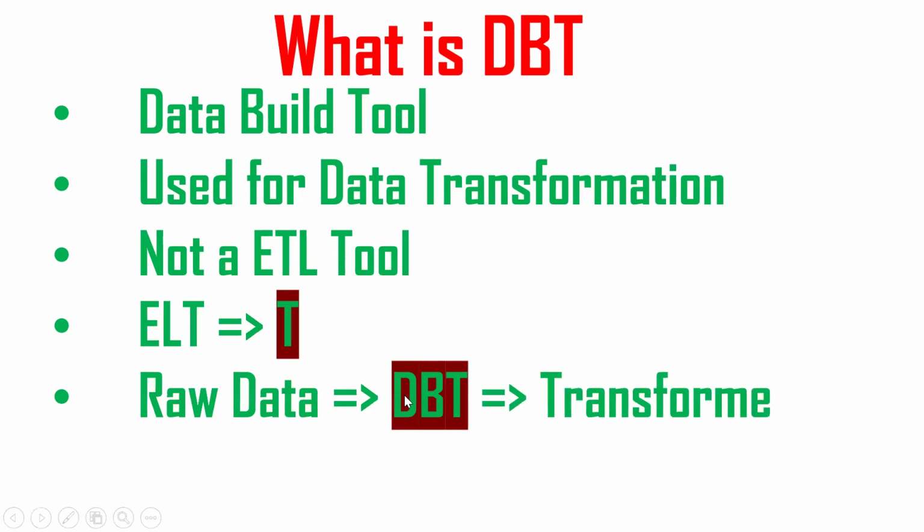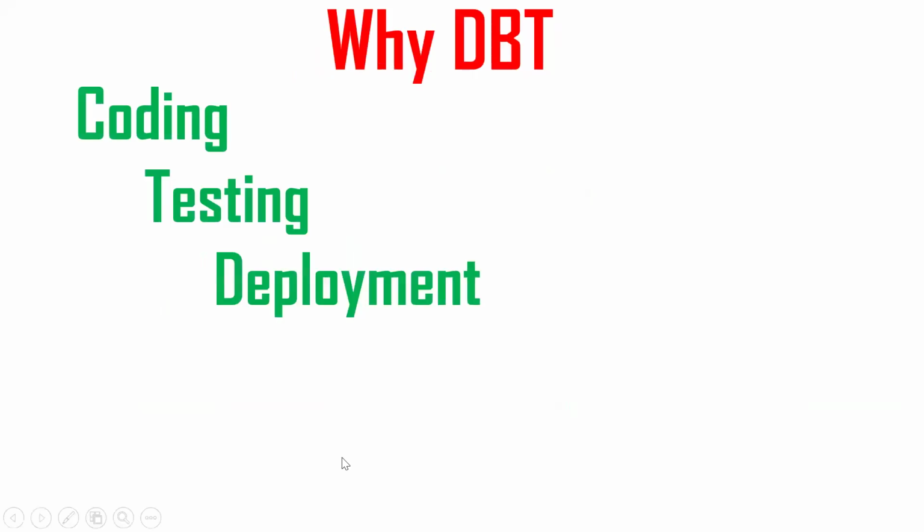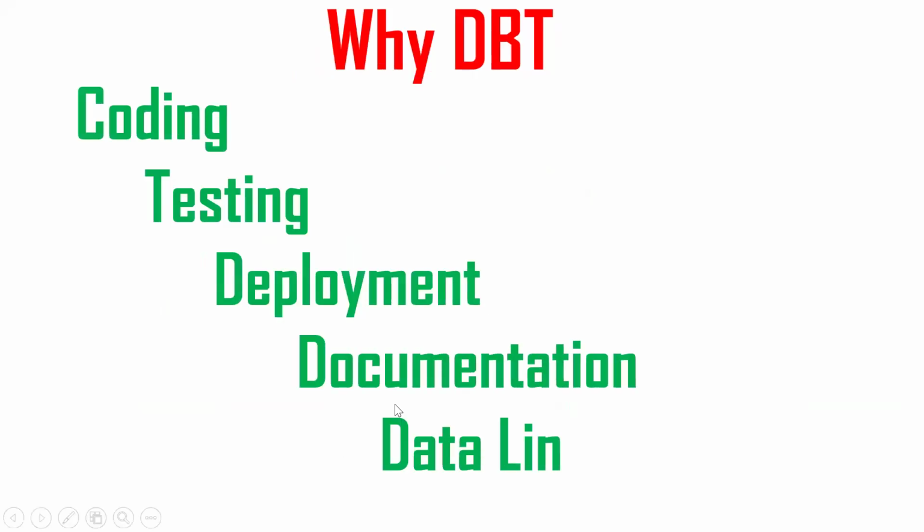Okay. So see, raw data, DBT will come into the picture here. Does DBT have storage? No storage. It is used to connect to any of the data platforms, and we can do the transformation. Coding, testing, deployment, documentation, data lineage. If anybody asks you why DBT, you need to say this plus modularity plus incremental data we can handle easily. Then SCDs we can handle. Slowly, SCD1, SCD2 we can easily implement. That's the functionality.